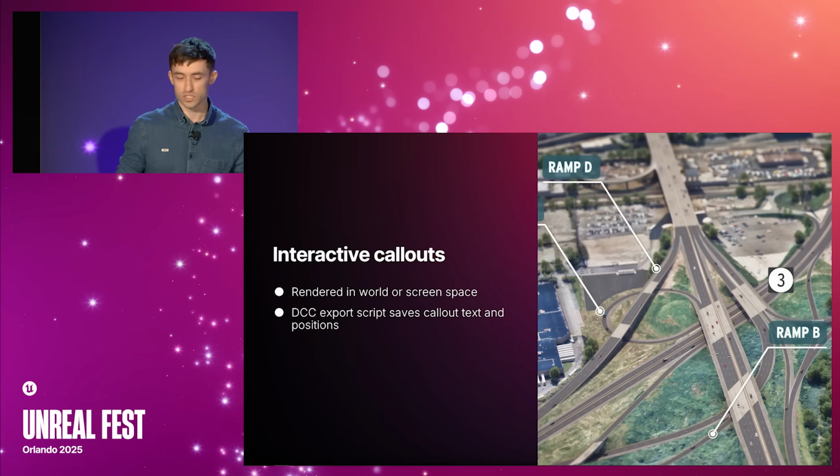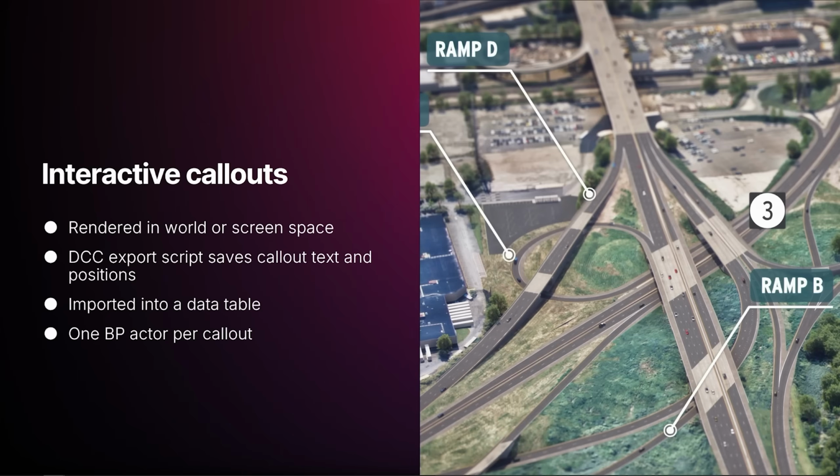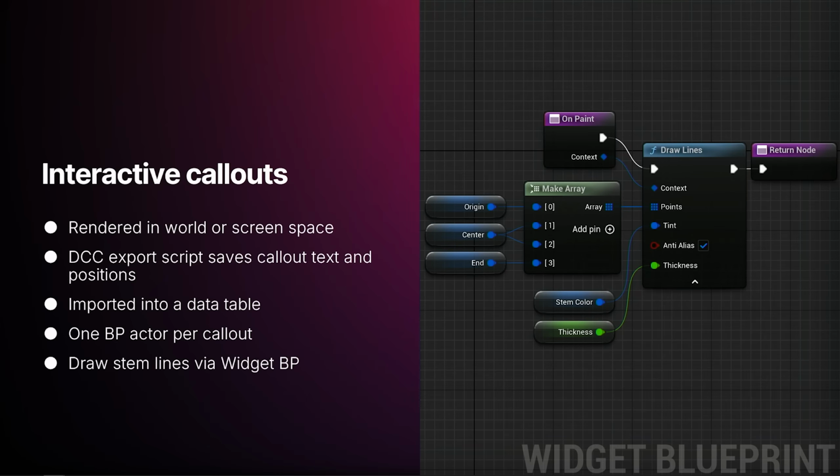In 3ds Max or Cinema 4D, the artist can create dummy objects for where these callouts have to be. And then we export that to a JSON file, and then we import that via a UData asset. So we import that into a data table. And then for each row of the data table, we assign a blueprint actor per callout. We also can draw stem lines really easily via a widget blueprint. And that's how you do that. It's very simple to do.